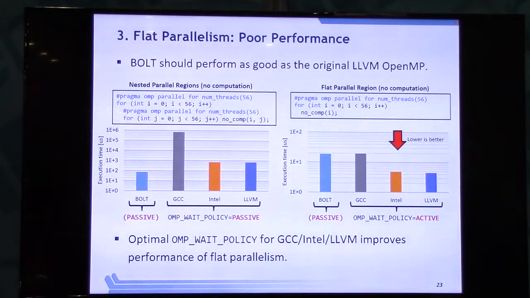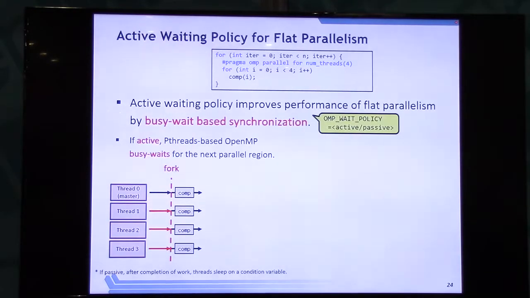So Bolt is as slow as GCC OpenMP if we enable a special thread coordination optimization for pthread-based systems. This optimization is specifically for flat parallelism. I set active to OMP wait policy for pthread-based systems, and it can efficiently handle flat parallel regions. So what is a wait policy optimization? OMP wait policy is a hint to indicate how threads wait for something. So let me explain active policy optimizations.